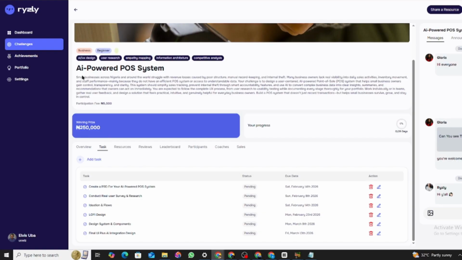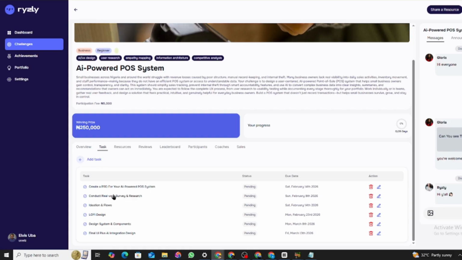In this project, you are still designing an AI powered POS system, but you are still in the research phase of the project. The first time you created a PRD for your AI powered POS system, and by now I know, or I assume, that you must have gotten a full grasp of what an AI powered point of sale system is all about.